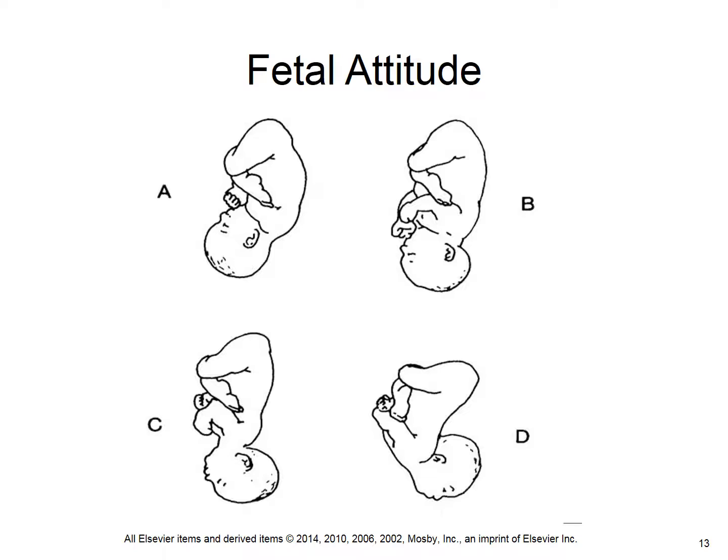Fetal attitude is the relationship of the fetal parts to each other. In most cases, the fetus will assume a position depicted in diagram A. The back is rounded, the legs are flexed up against the abdomen, the arms are folded, and the chin is tucked onto the chest. This is described as general flexion. Deviations from this posture, as depicted in diagrams B, C, and D, will make childbirth more difficult.